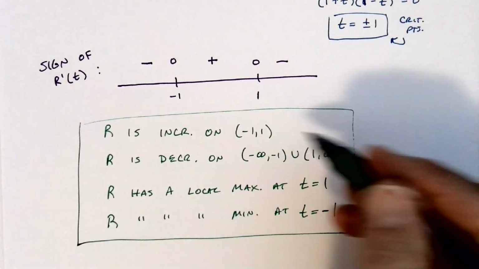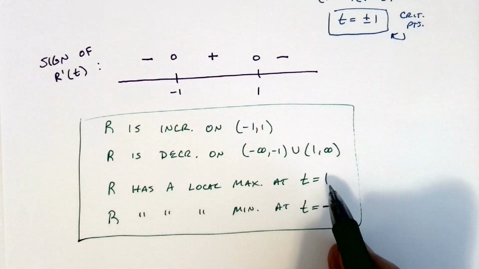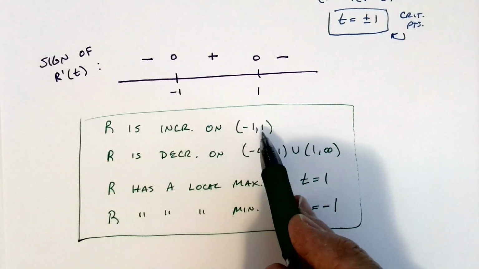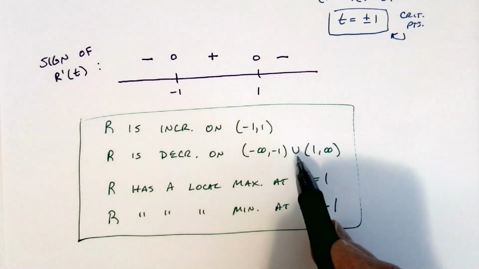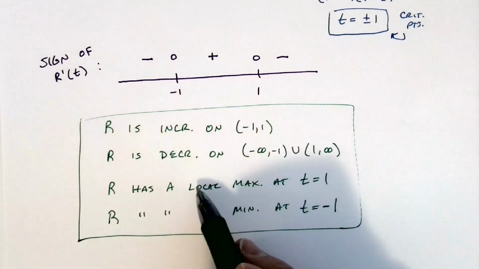Notice our answers are consistent with what we said here, right? If we have a local max at positive 1, we must be changing from increasing to decreasing. Indeed, that's what's happening. We're increasing from negative 1 to 1, and then from 1 to infinity we're decreasing. So right at 1 we're changing from increasing to decreasing. We got a local max.